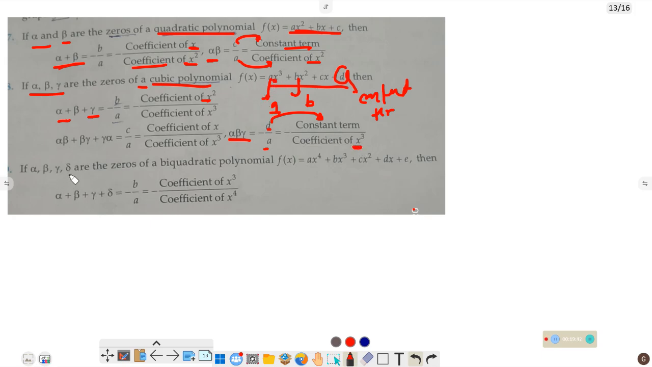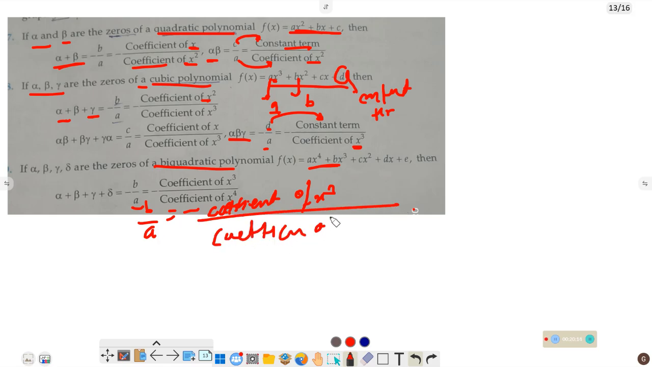Alpha, beta, gamma, delta are the zeros of a biquadratic polynomial. This is the expression of a biquadratic polynomial, and the sum of zeros is equal to minus b by a. Minus b is minus the coefficient of x cube, and a is the coefficient of x to the power 4.